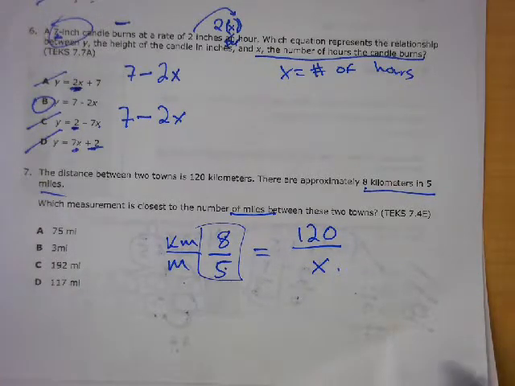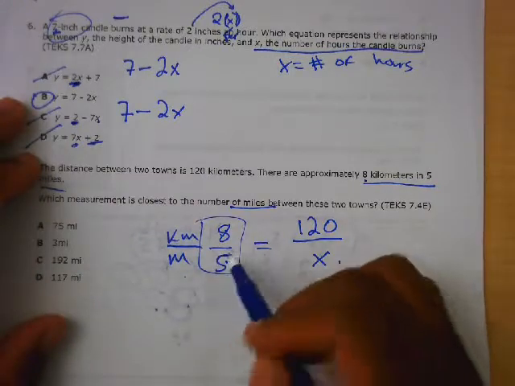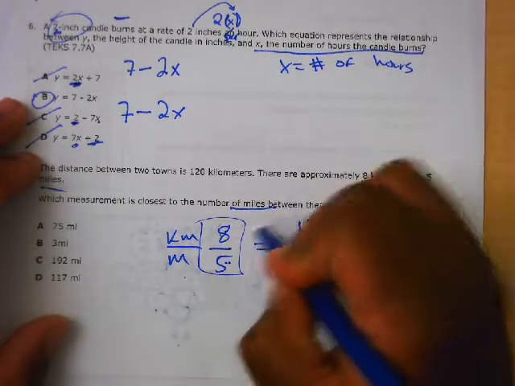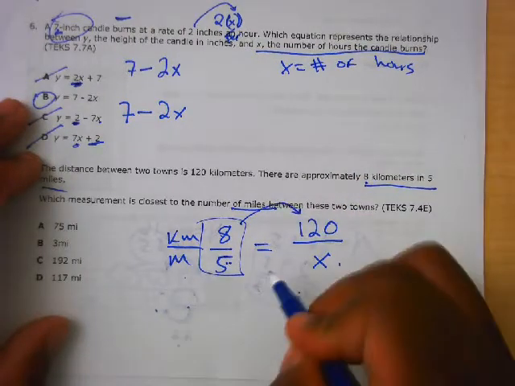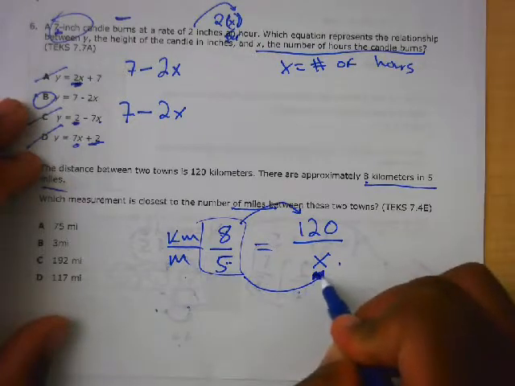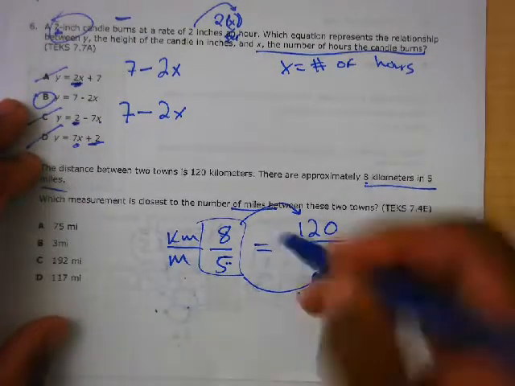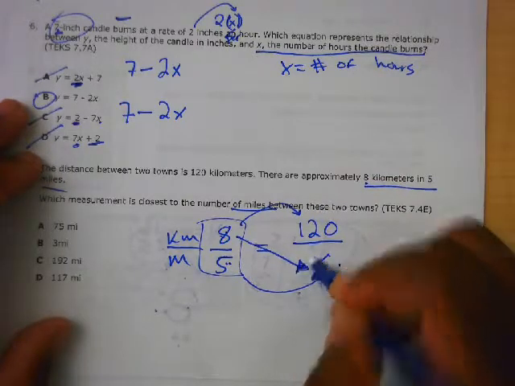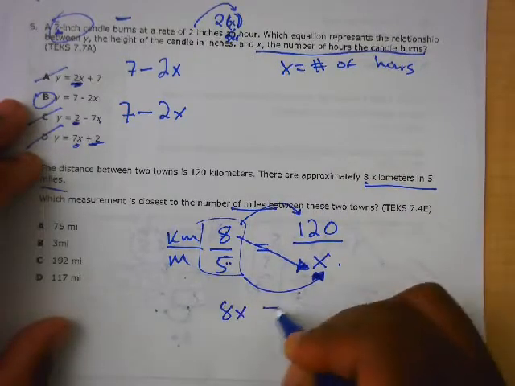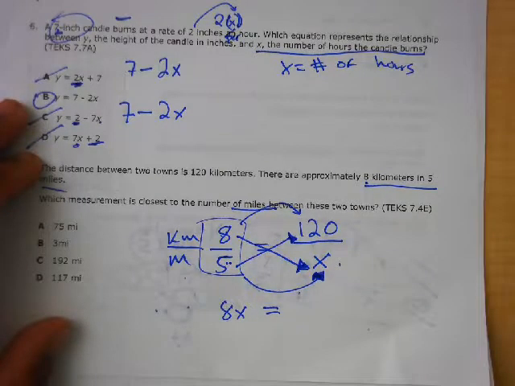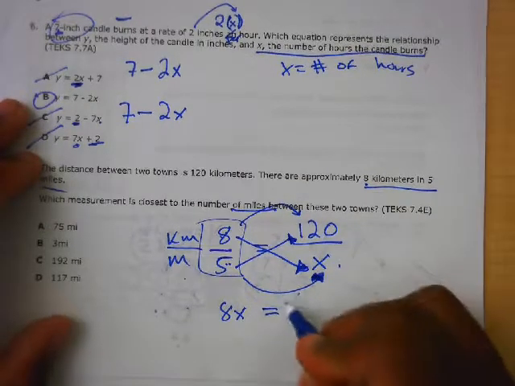It's because 8 over 5 is our ratio. There's 8 kilometers for every 5 miles. Well, then what happens if we go to 120 kilometers? How many miles is that? Well, we don't know. That's why we put the X, right? And so the way you solve this is you would go 8 times X is 8X. And you would say 5 times 120 is 5 times 12 is 60. 600.